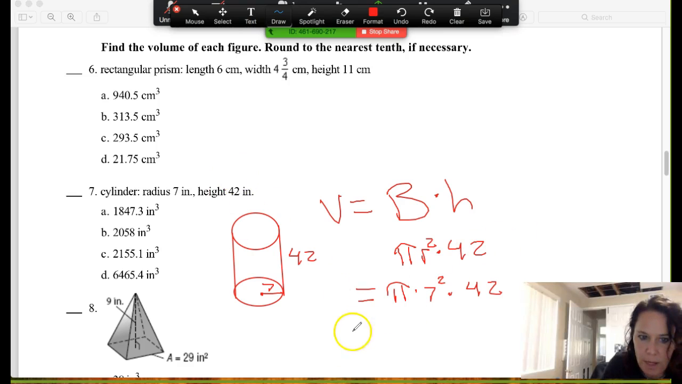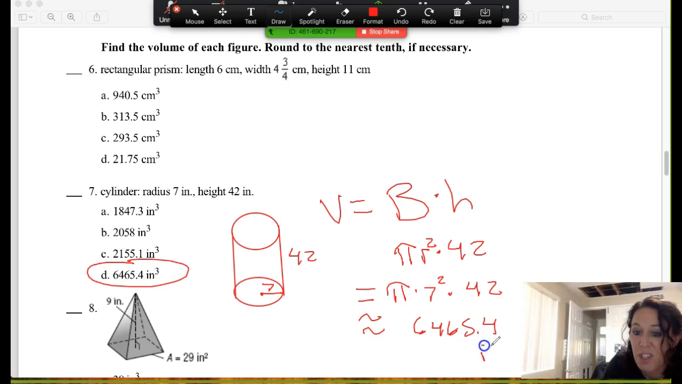And we're going to round this to, looks like 1 decimal place except for that one. It's 6465.39 or 0.4. And it would be D. And that would be inches cubed because, once again, it's volume. You did 7 inches times 7 inches times 42 inches. You did inches 3 times. And that's D.